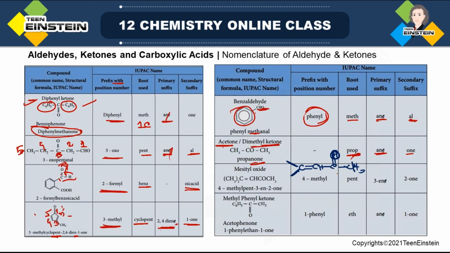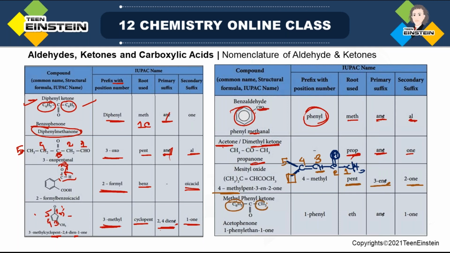And numbering will start from this position: 1, 2, 3, 4, 5. So it is actually a 5-carbon chain, and that is why the root word is pent. There is one substituent, methyl, at the 4 position. So 4-methylpent, and here the primary suffix is not an, it is not an alkane, it is an alkene. 3-ene, but the last E is not used. At the 3 position the double bond is starting, that is why it is 3-ene. And at the 2 position, 2-one. So 4-methylpent-3-en-2-one.